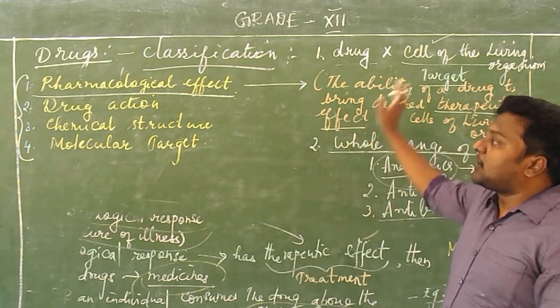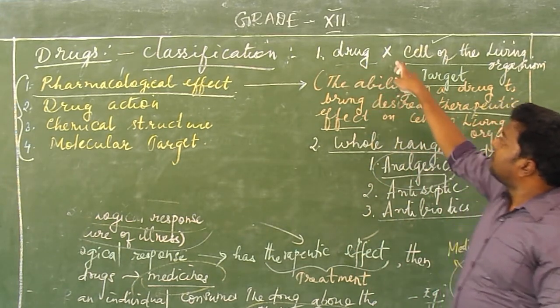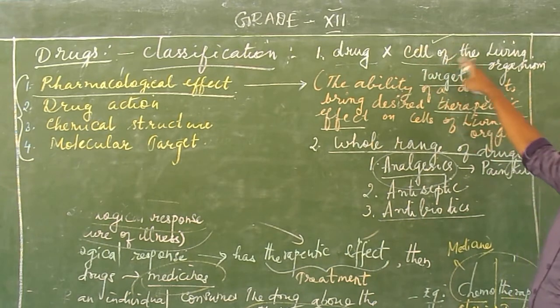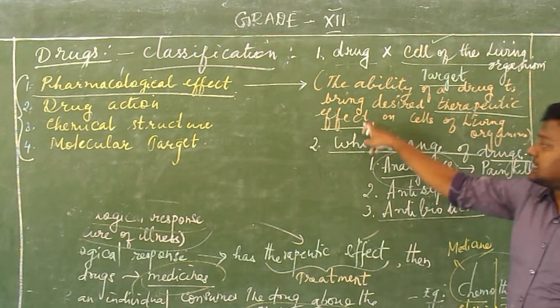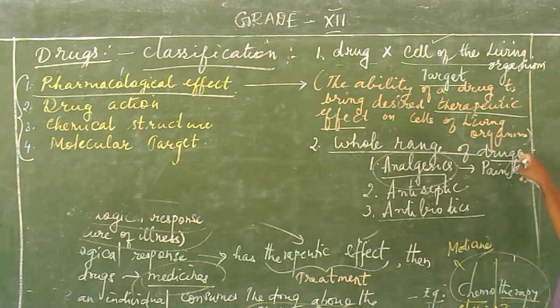Okay. So pharmacological effect then of a drug which brings about the desired effect on the cells of the living organism. So second point is what? The whole range of drugs. Example, analgesics, antiseptics and antibiotics.